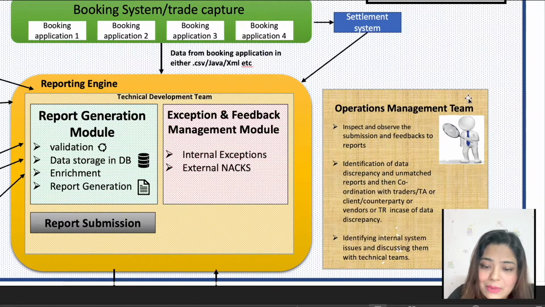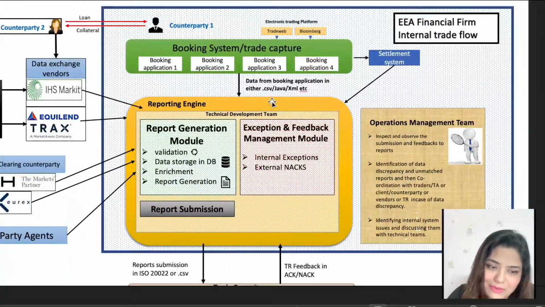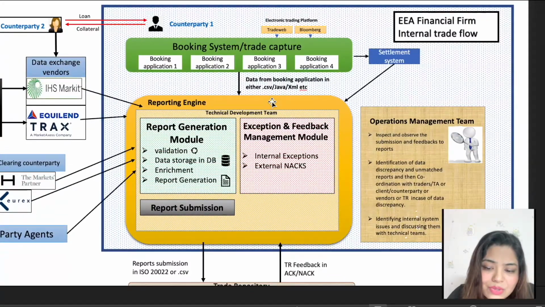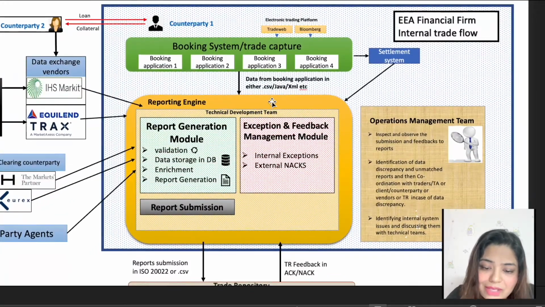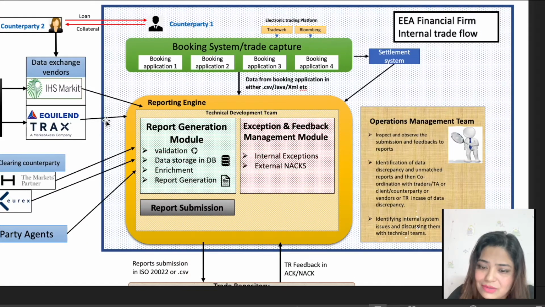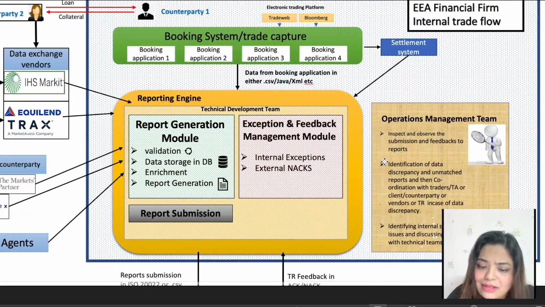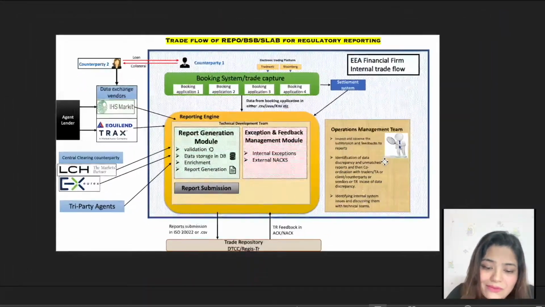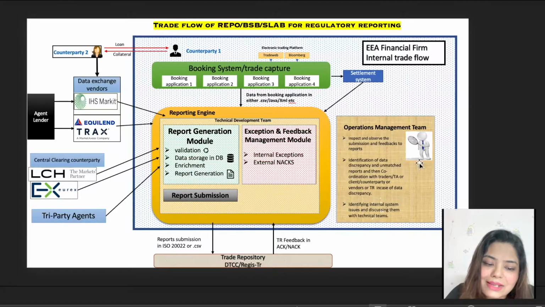The operations team is very important in regulatory reporting as it communicates with all the stakeholders present in SFTR reporting. In case of any issues in the data, the operations team will connect with the particular party, like the other counterparty as well as vendor platforms or booking applications, or anyone where the issue exists. Once the operations team identifies the issue and its root cause, it reaches out to the technical team so that they start to work on these issues.